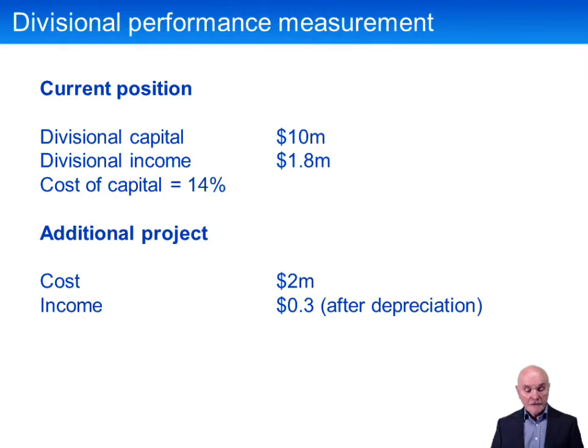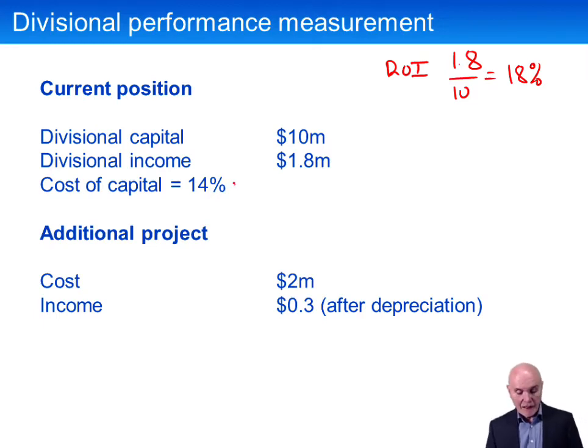So what we can do, we'll do it first of all for return on investment. What is this company at the moment working out for return on investment? And the return on investment is going to be 1.8 over 10. It's going to be 18%. That's nicely above the cost of capital. The division is earning 18%. It really only needs to earn 14% to be able to pay for dividends and interest and so on, whatever the capital is made up on.